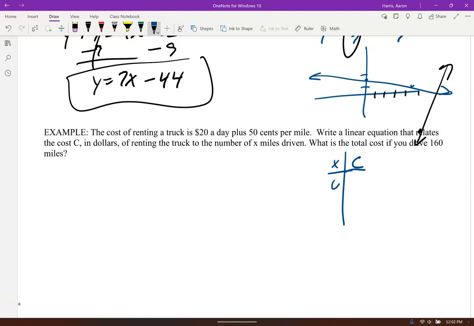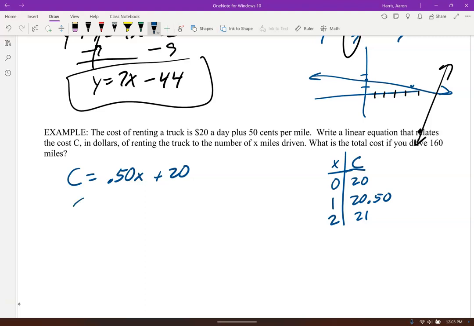If we drive 0 miles, it's still $20 a day, right? If I drive 1 mile, because it's 50 cents per mile, it's the $20 fee plus 50 cents, so $20.50. If I drive 2 miles, now it's 2 times 50 cents, which is $1, plus 20, $21, and so on. You guys with me on this? So what we have is you can either take 2 points, find the slope, and so on, but you have the cost being 50 cents per mile plus the $20.